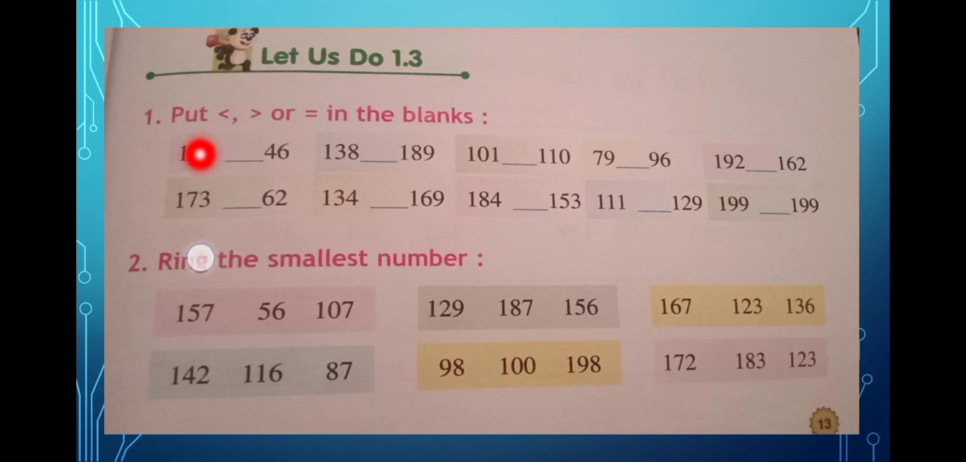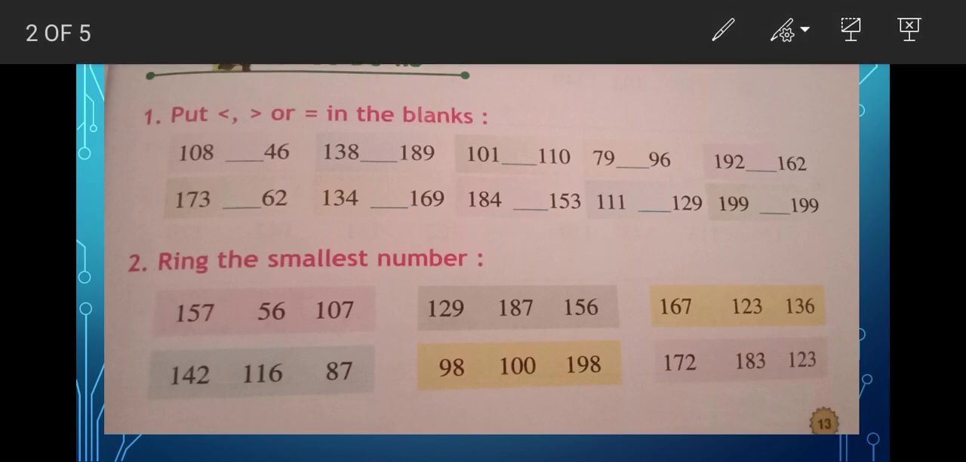Now the first question is put the symbol less than, greater than or equal to in the blanks. I will be doing only 3 rows, the remaining you will be doing yourself. Okay, and whatever I am doing, that one you will write in the copy, and the remaining no need to do in the copy. Okay, so with 108 and 46, see 108 is a 3 digit number and 46 is a 2 digit number, so it is very sure that 108 is greater than 46.